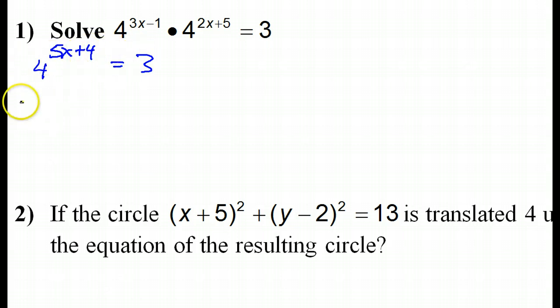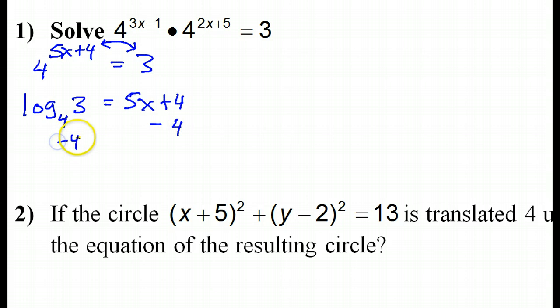Now, it's time to change to the other form. So this is exponent form, so I'm going to switch to log form. So this will be log base 4. I always start with the base. And these other two parts are going to switch sides. So the 3 is going to come over here, and the 5x plus 4 is going to go over there. Now, eventually, we'll have to do log 3 over log 4. This will be a decimal, but for now, we're going to subtract 4 and divide by 5, like so. Subtract 4.